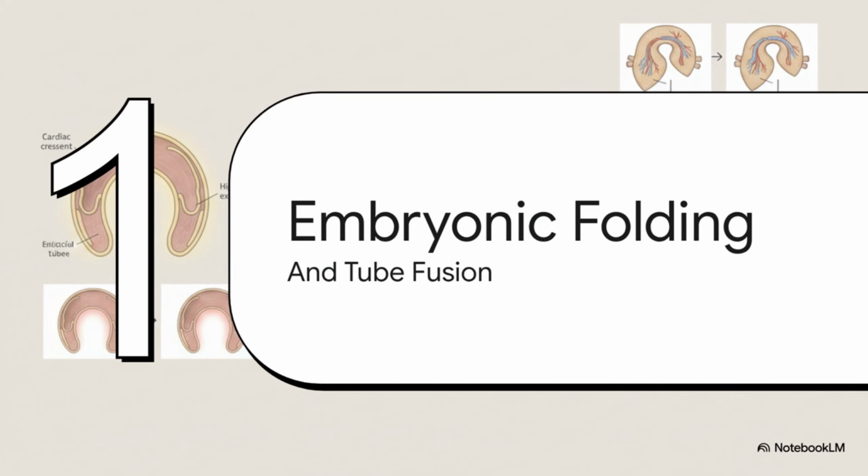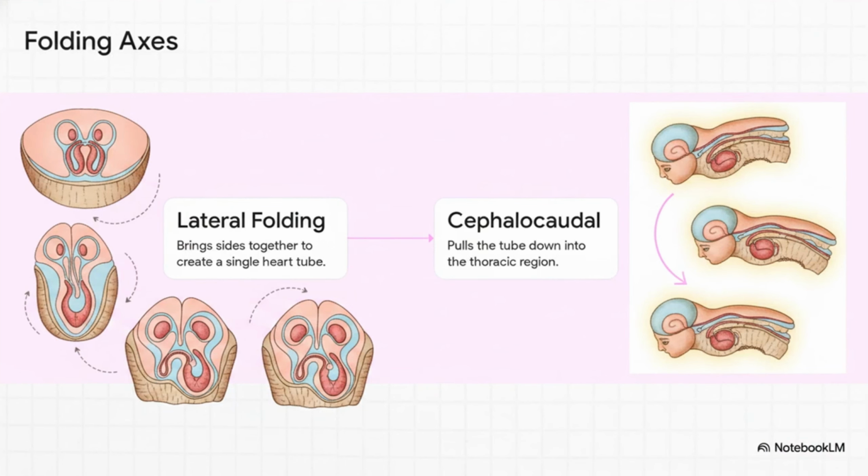Moving right along to Section 2, embryonic folding and tube fusion. We are now entering an incredibly dynamic phase of development. It's essentially mechanical spatial gymnastics, where flat 2D layers literally transform into functional 3-dimensional tubes. There are two distinct folding axes happening at the exact same time.